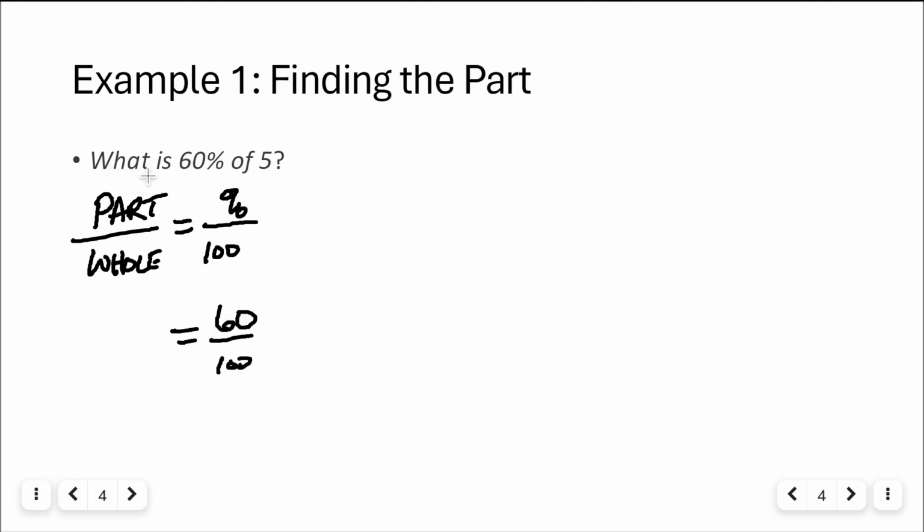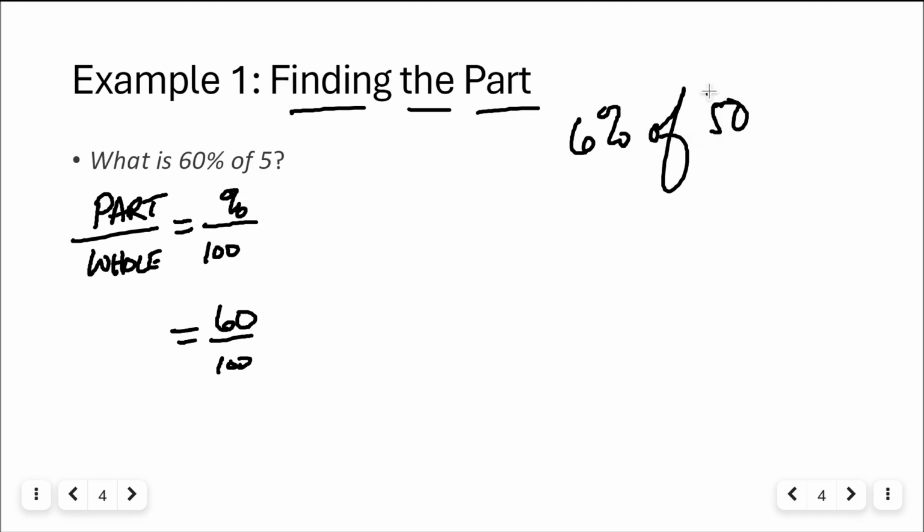And then my question is, what is 60% of 5? So we have to figure out what the part is and what the whole is, right? I think the easiest way to think about that is, although it says up here in example 1, finding the part, which might give away what the 5 is, but I think it's important to understand it also. So real quick, if I were to say to you, I need to figure out the tax for this item that I bought, and so I need to know what 6% of $50 is.